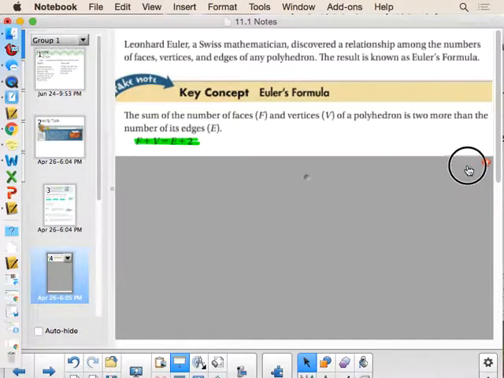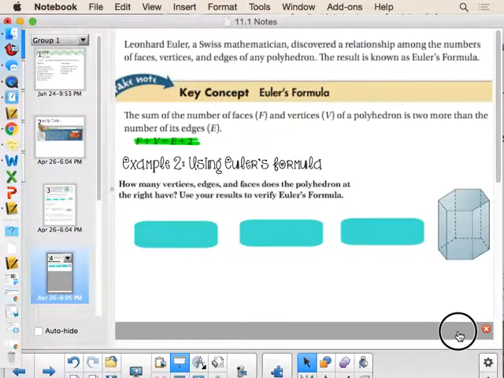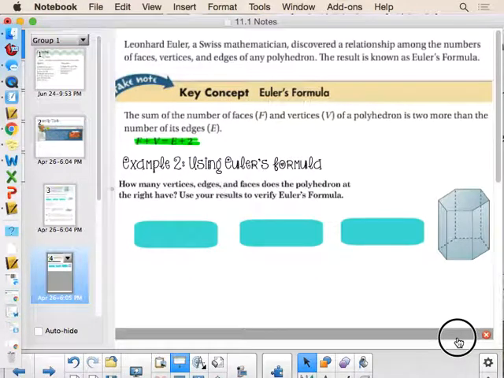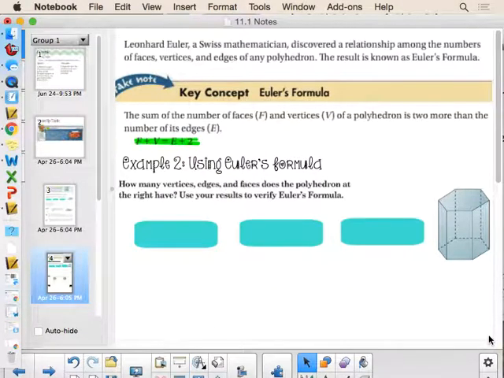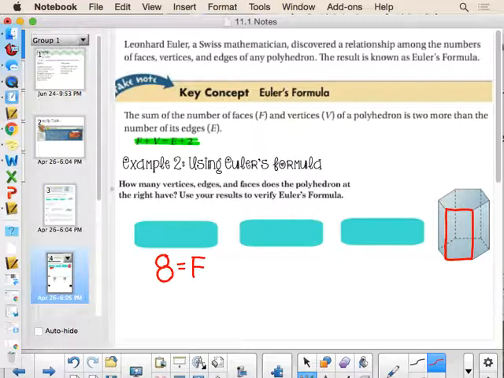So let's apply this new formula. We first need to identify how many vertices, edges, and faces the polyhedron at the right has, and then we're going to use these to verify Euler's formula. Looking at this polyhedron, I notice that I have a total of 8 faces. So I'm going to say the number for F is 8. Around the rim of my polyhedron, I notice that I have 6 rectangles, and then I have a base here and a base here.